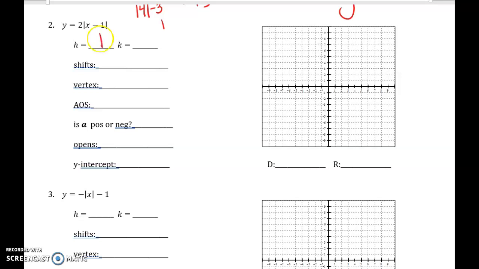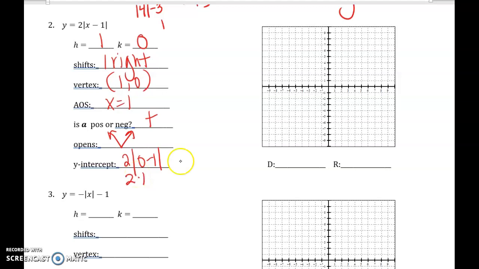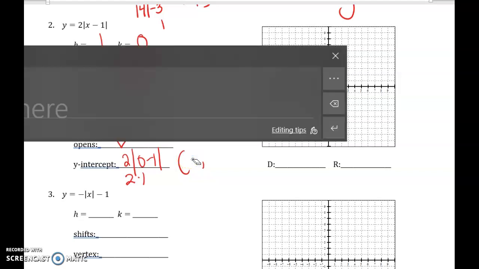All right, I'm going to go over it now. Your H is 1, your K is 0, your shift is 1 right, that's it. Your vertex is 1, 0. Your axis of symmetry is x is equal to 1. A is positive. It's going to be pointing up. Your y-intercept, plug in 0. So 2 times the absolute value of -1. The absolute value of -1 is +1. So 2 times 1 is 2. Oops, so this should be 0, 2.